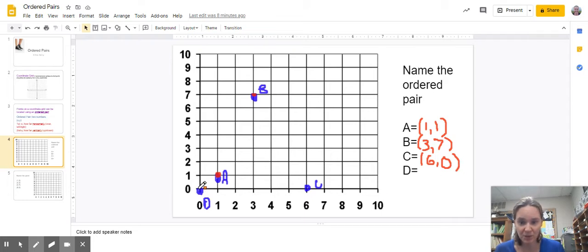Now, my last one, point D down here, is at 0, 0. That is a special place called the origin. That is where we always start. We always start at 0, comma, 0. So I'm not going over, I'm not going up, I'm staying put, 0, comma, 0. My starting place, the origin.